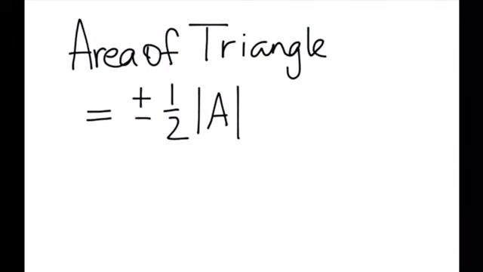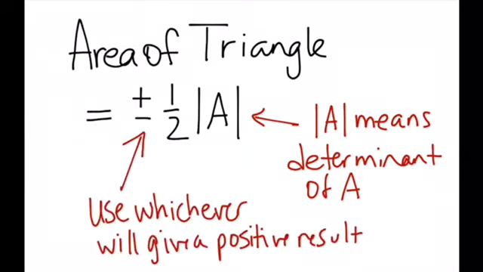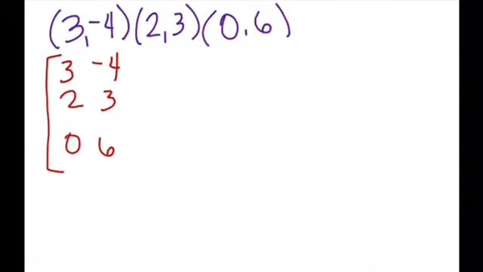The area of a triangle is also equal to plus or minus 1/2 times the determinant of the matrix. The lines around the A mean that it's the determinant of matrix A. And the plus or minus is there because we're going to use whichever one will give us a positive result. So if the determinant is negative, we would multiply by negative 1/2. And if the determinant is positive, we multiply by positive 1/2 to get our area. So let's go ahead and look at an example.